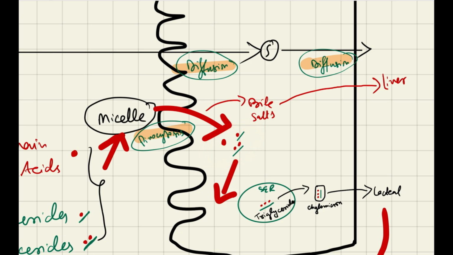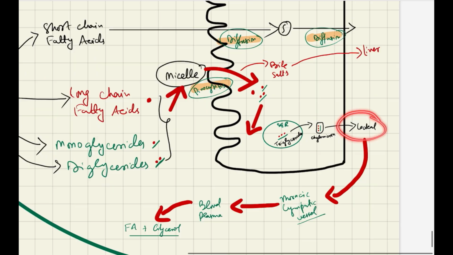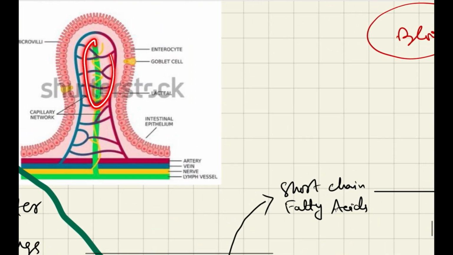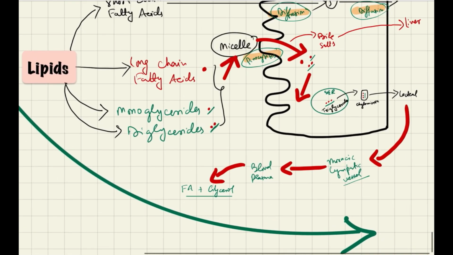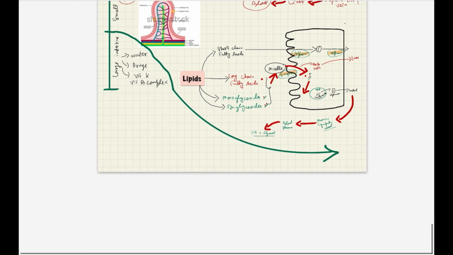Then these long chain fatty acids, monoglycerides and diglycerides get converted into triglycerides in the smooth endoplasmic reticulum. Then that is packed into a chylomicron made up of phospholipids, cholesterol and lipoproteins. That goes to the lacteal, this vessel, and from the lacteal it moves to the thoracic lymphatic vessel, then to blood plasma, and in blood plasma there are various enzymes which break it down again into fatty acid and glycerol, which is then used.